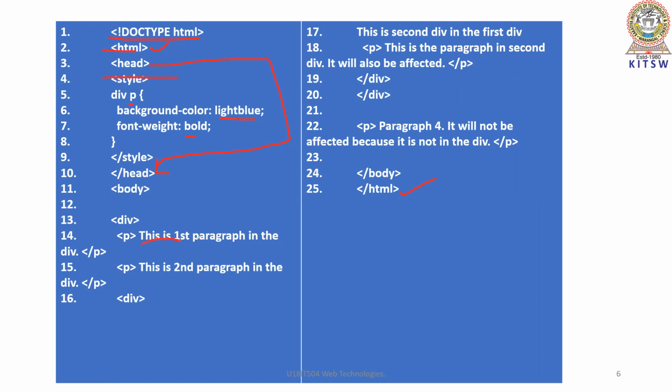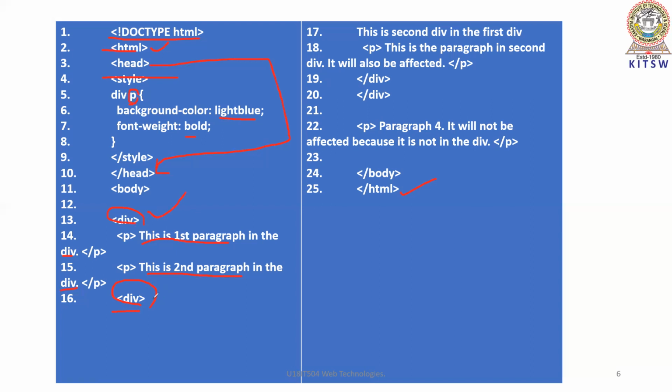This is the first paragraph in the div. Next, this is the second paragraph in the div. What are the styles that we have defined for p? Light blue and bold. The paragraph text should be displayed in light blue color and in bold. So this is closed. Next, second div, not closed. This is the first div.